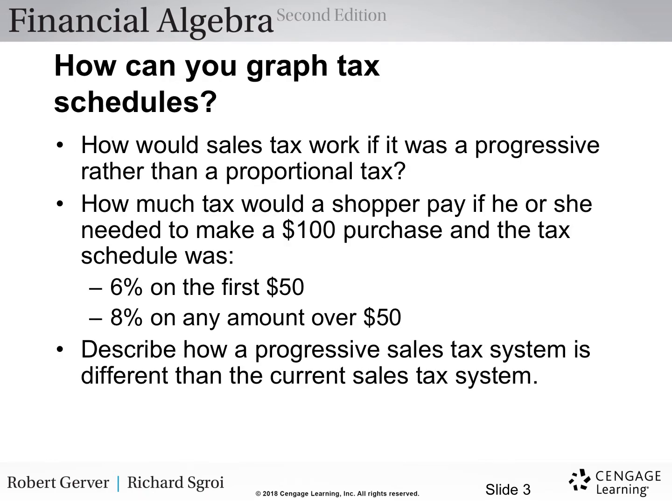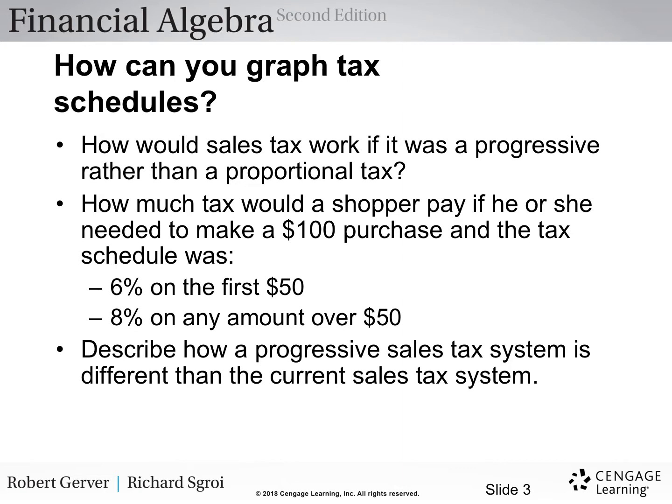So, how can you graph tax schedules? Well, how would sales tax work if it was a progressive rather than a proportional tax? How much tax would a shopper pay if he or she needed to make a $100 purchase and the tax schedule was 6% on the first $50, 8% on any amount over $50? You can see how the amount paid in tax would be different.